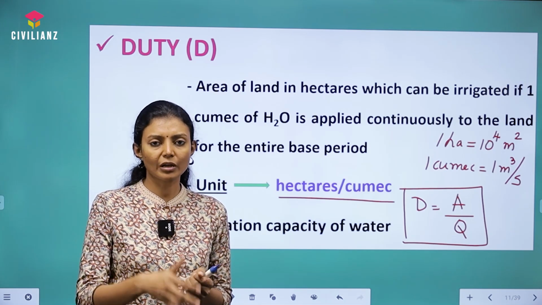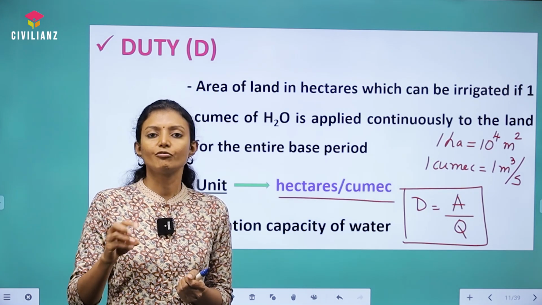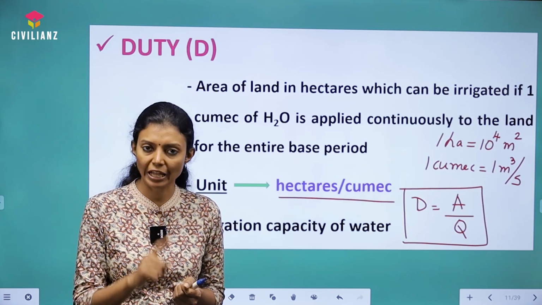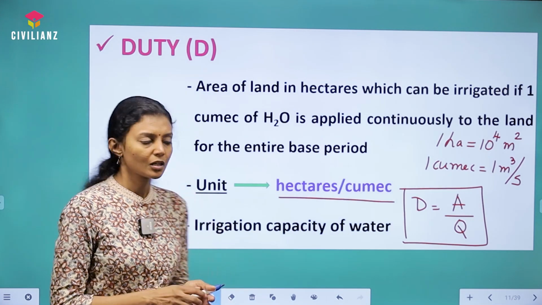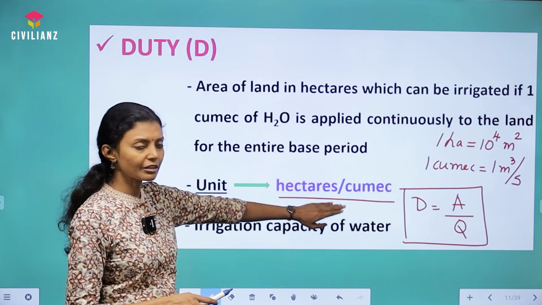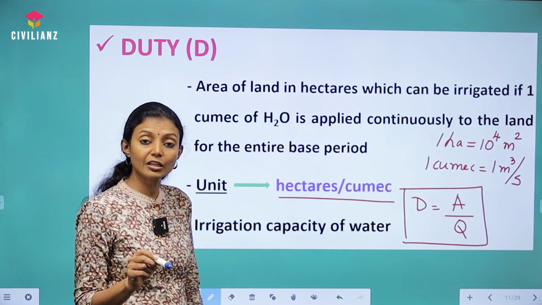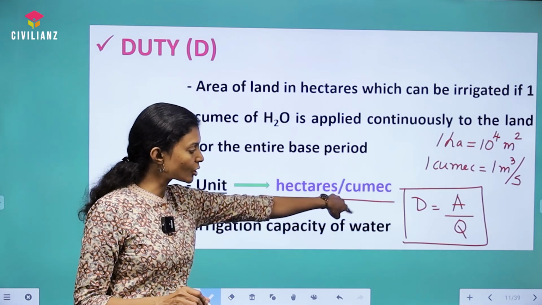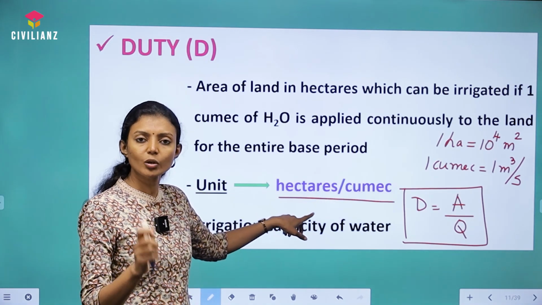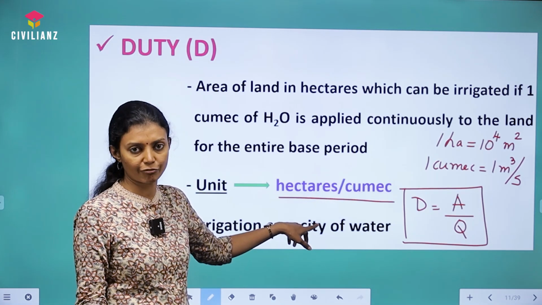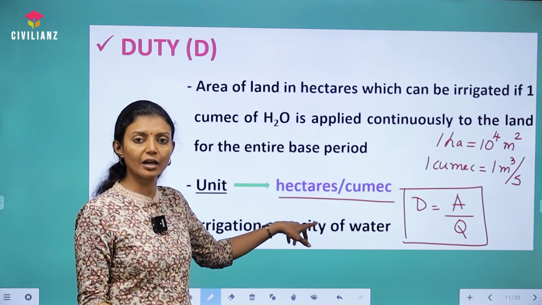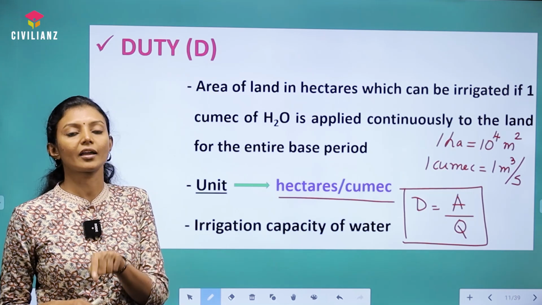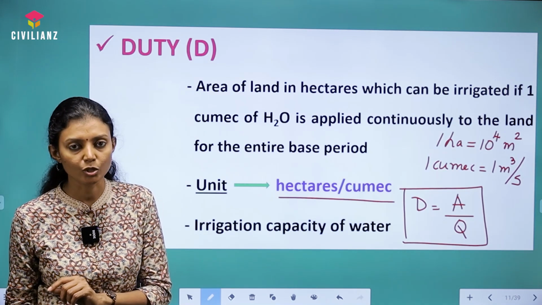We already discussed Rabi crops and Kharif crops, and you know which crop requires more water. So, will the duty be highest for Rabi or Kharif? Just look at the ratio. It is area divided by discharge. A Kharif crop requires more water compared to a Rabi crop. So, using 1 cubic of water, you can only irrigate a few hectares for a Kharif crop, and you can irrigate more area for a Rabi crop. So, duty will always be highest for a Rabi crop compared to a Kharif crop.